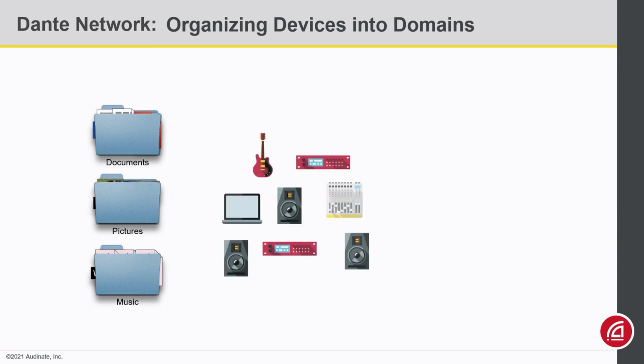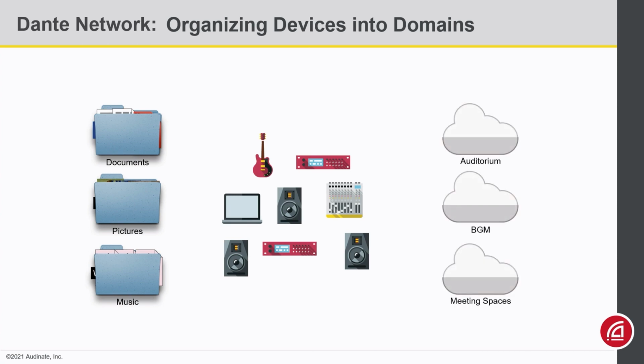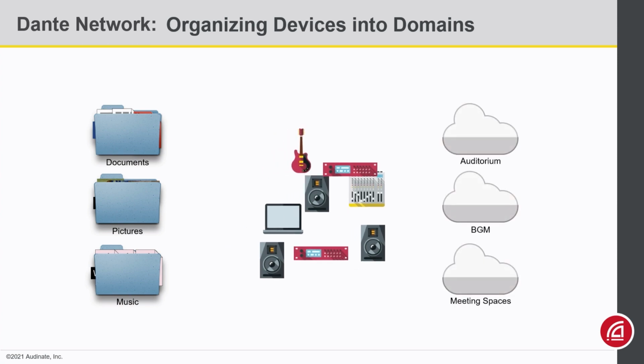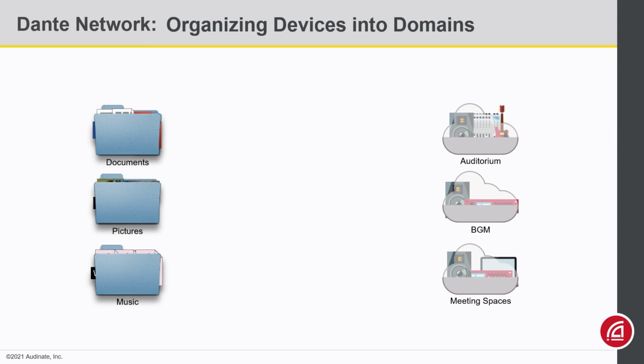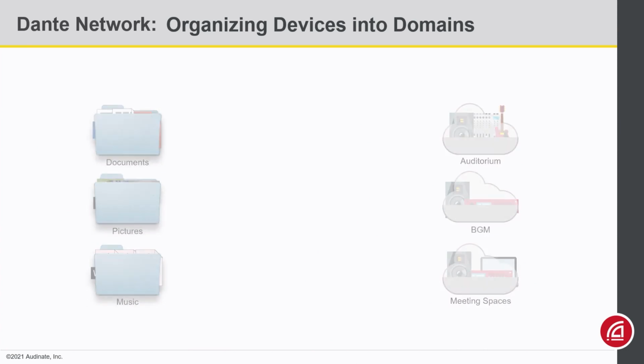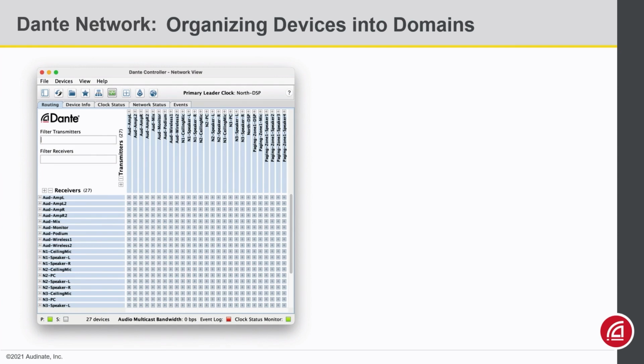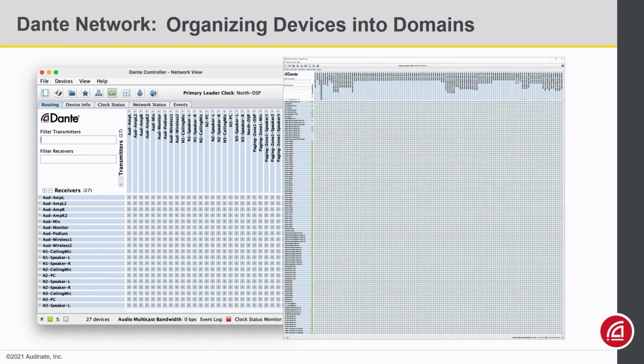Well, I can do the same thing with my Dante devices. I can organize devices into domains, groups of devices I want to see together. In our example, we'll create an auditorium, a background music and paging system, and a collection of meeting spaces. As the system scales up, this helps prevent out-of-control device lists like this, or like this.